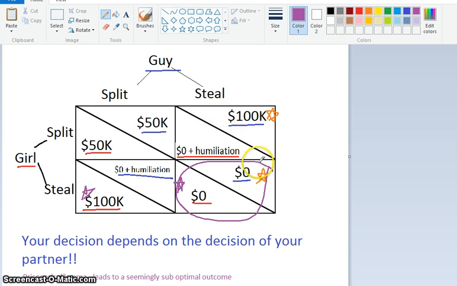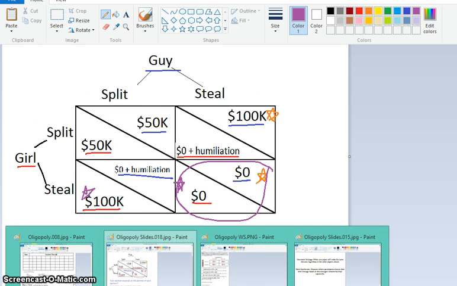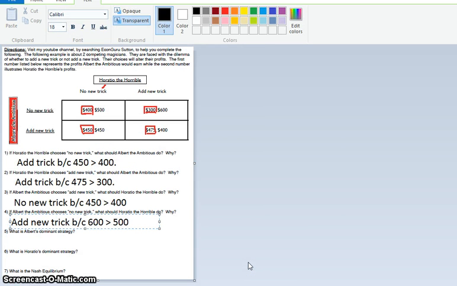They're going to both end up stealing. They're going to both end up going home with squat, which may seem like the dumbest thing in the world, but following their dominant strategies and thinking about what their opponents are going to do leads them to the very rational conclusion that they should, in fact, steal. Which can be just mind-boggling for students to grasp. But let's go back and look at Horatio and Alberto and see what they do.